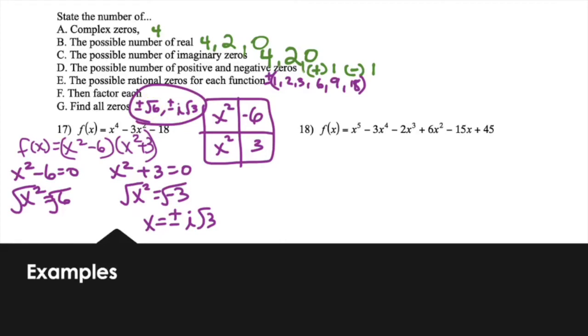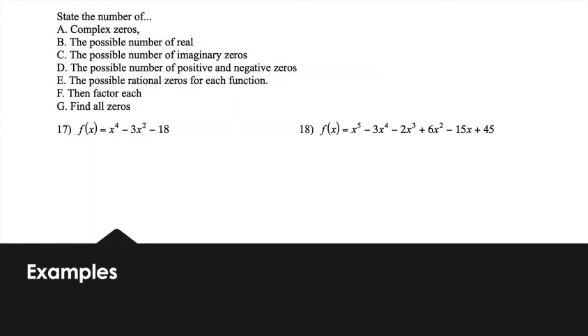Let's do 18 now. We have a 5th degree polynomial. If we have a 5th degree polynomial, that means that the highest exponent is 5, so the complex zeros are 5. The possible real zeros. There are 5 possible real zeros. There are also 3 possible real zeros and 1. It can go down by subtracting 2. The possible number of imaginary zeros.